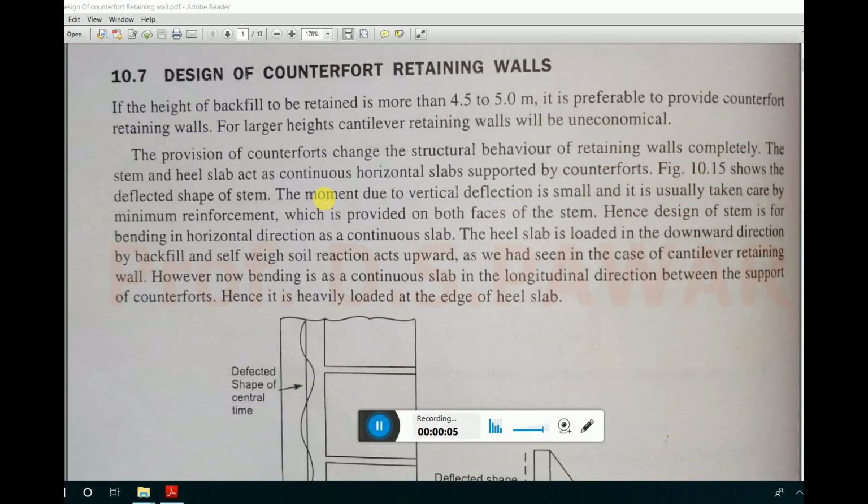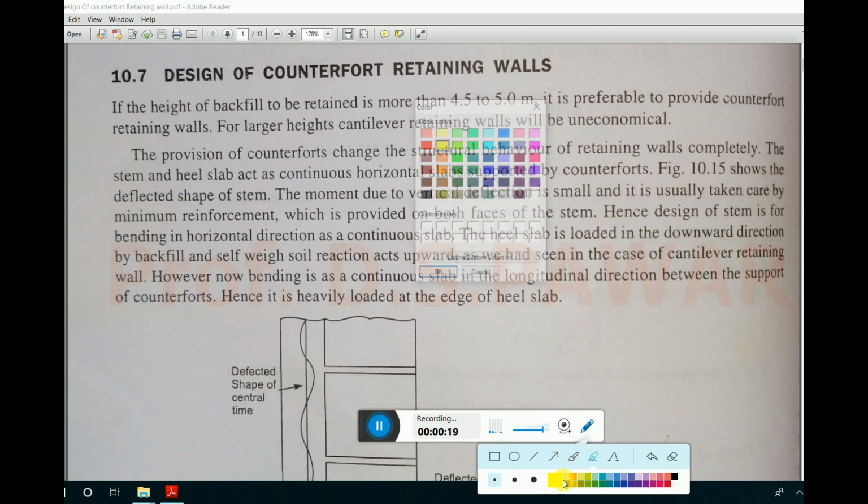Hello, good morning to all of you students. So last lecture we have covered the design of cantilever retaining wall. Today we are going to see how to design counterfort retaining wall. Generally I have told you the difference between the counterfort retaining wall and the cantilever retaining wall.